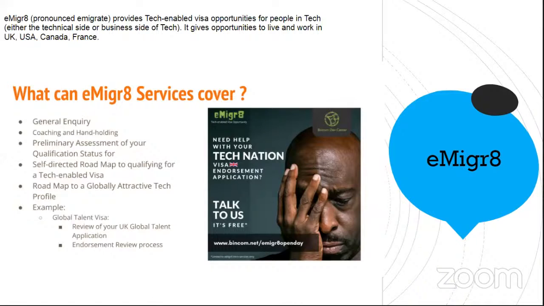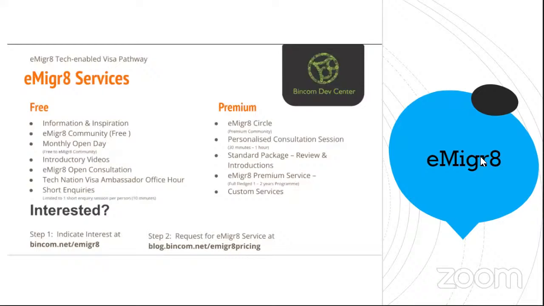Okay, so like I was saying after the video, the next service is the Emigrate program, which provides tech-enabled visa opportunities for people in tech, either the technical side or business side of tech. It gives opportunities to live and work in countries like the UK, USA, Canada, and France. So these are some of the services that Emigrate offers. We have the free and the premium packages.